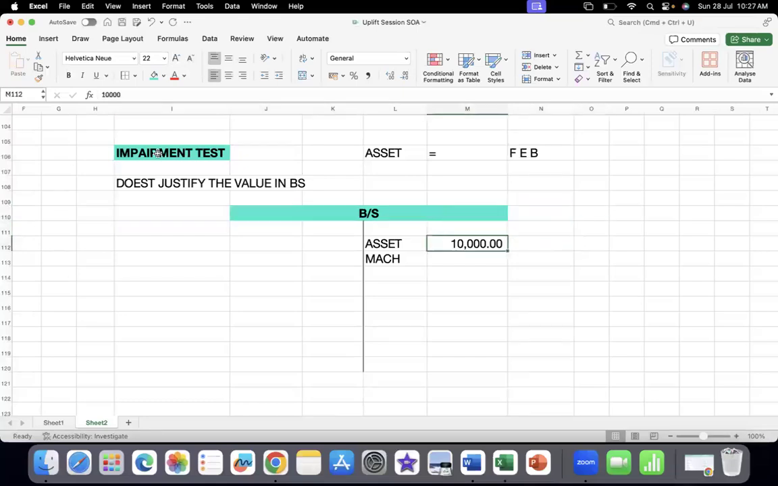It doesn't justify the value in your balance sheet. What it means is, if this value of 10,000 is not justifiable, that means an asset which should give me a future economic benefit worth 10,000 is not justifiable. So the question is, is it more or is it less? When you say something is not justifiable, it could be either more or less. The question is whether it is more or less. That is the test which is called the impairment test.